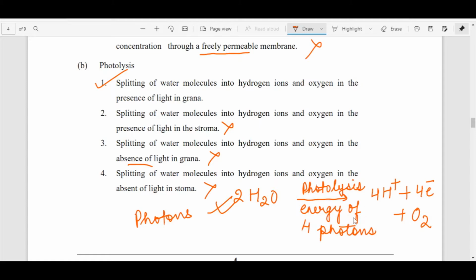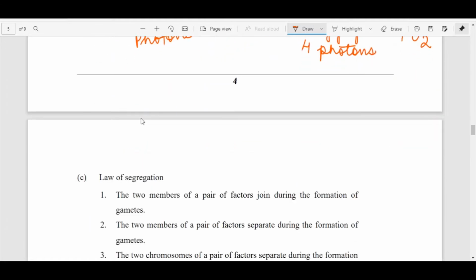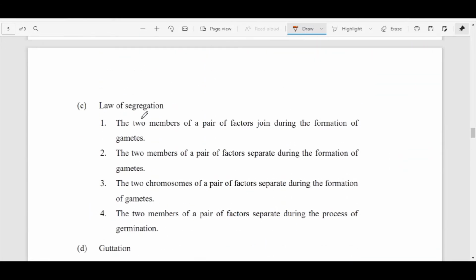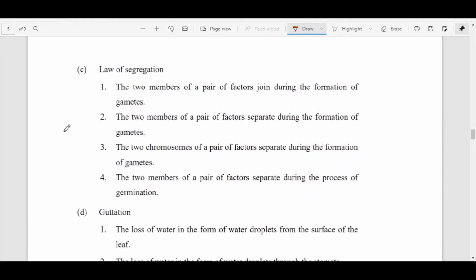Now we can move on to the next question, that is question number C. I hope that is clear, children. Now question number C is from the chapter genetics. Law of segregation. So let us see which is the correct definition for this law. Which one correctly explains this law? Option number 1, the two members of a pair of factors join during the formation of gametes. Let's see. Option number 2, the two members of a pair of factors separate during the formation of gametes.